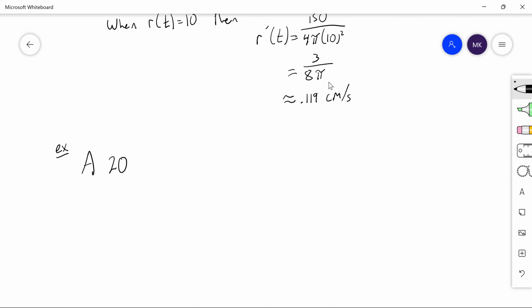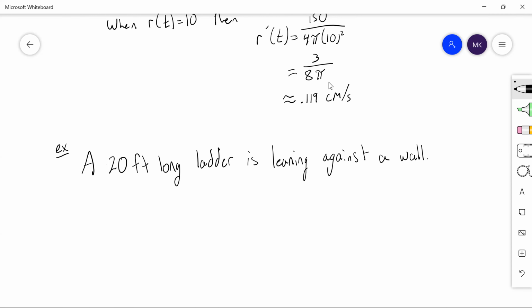A 20-foot long ladder is leaning against the wall. Now, anytime we have situations like this, unless it specifically says anything different, it's always safe to assume that the wall forms a right angle with the ground for the sake of our problems here. In the real world, we would need to verify that, but for all our problems here, let's assume it is.